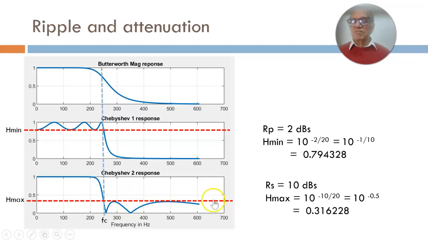Then for Chebyshev 2, it is the attenuation which is specified. So in this case, if you consider RS equal to 10 dBs, then H max will be equal to 10 raised to minus 10 by 20, 10 raised to minus 0.5, so it's 0.31. So you can see this is 0, this is 0.5. So this is the H max, which is 0.31.